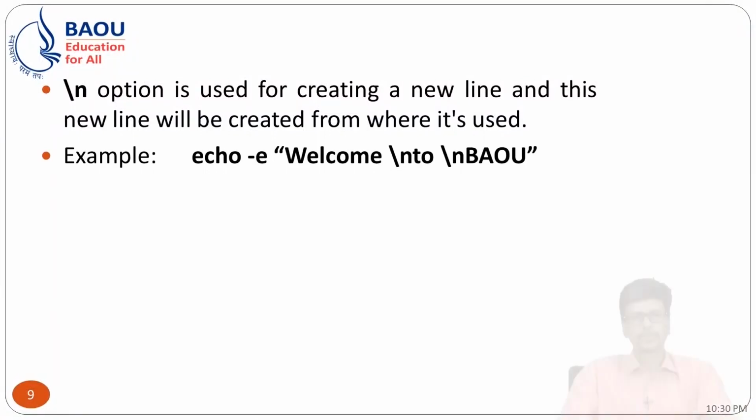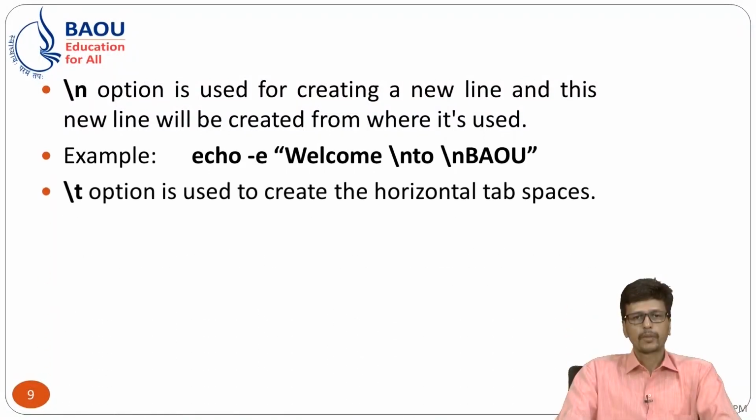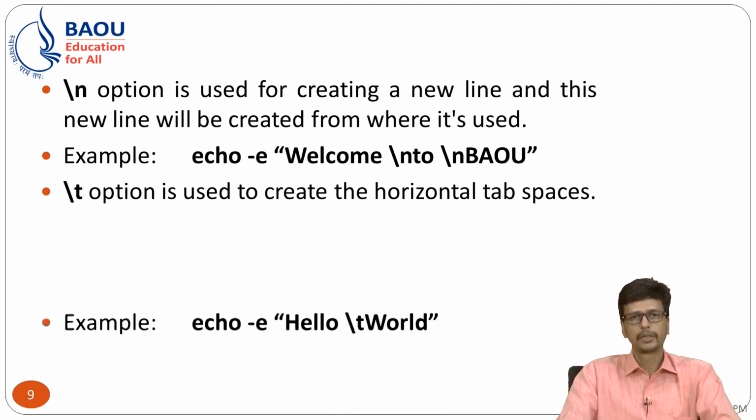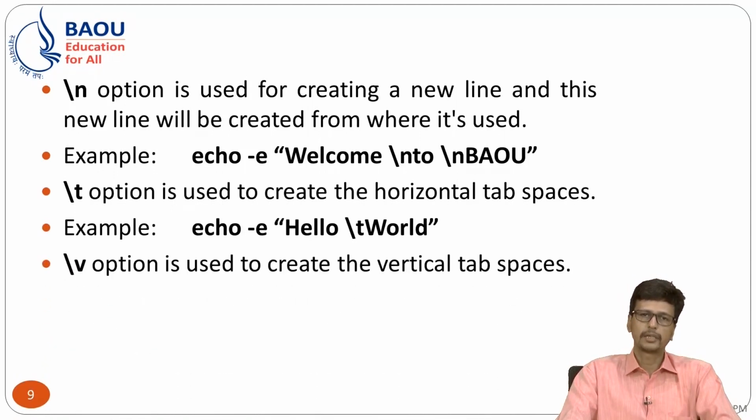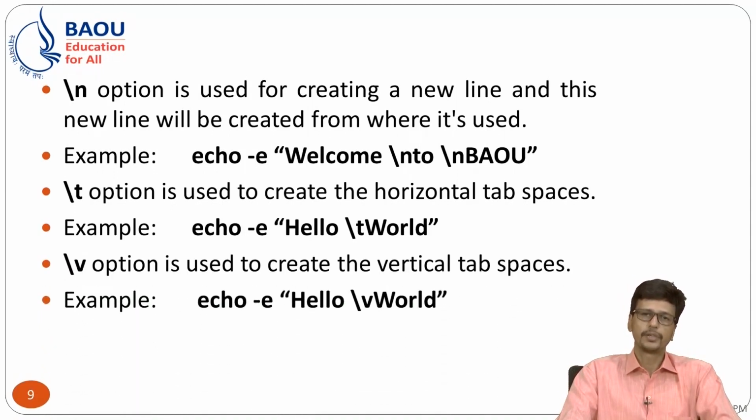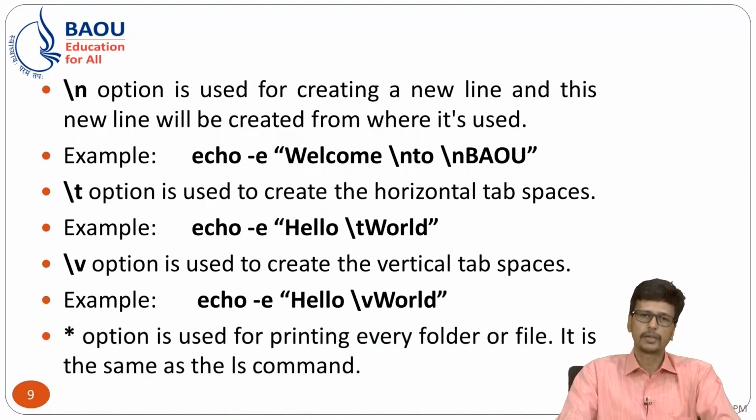Here you can use multiple \n. Next option is \t. If you want to add some tab space or horizontal space, you require \t. Suppose you want some vertical space, in that case you can use \v. So you can try it yourself. These are very easy commands, easy options. \t for horizontal tab and \v for vertical tab.